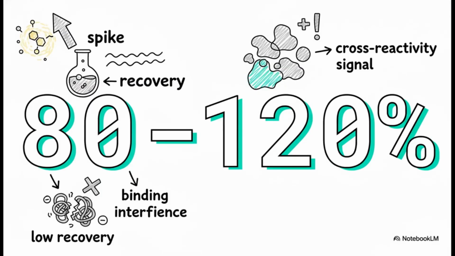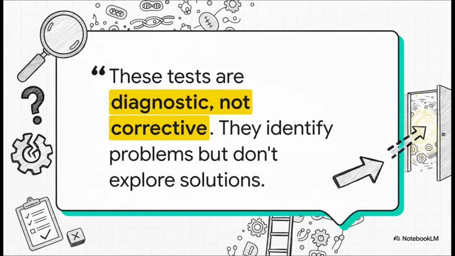This is the magic window you're usually aiming for. If you can find between 80 to 120% of the stuff you spiked in, that's generally considered an acceptable range for a lot of assays. If you're way below 80%, something's probably causing low recovery, like a binding interference. But if you're above 120%, you might have something in there cross-reacting and amplifying your signal. And this brings us to such a critical point.